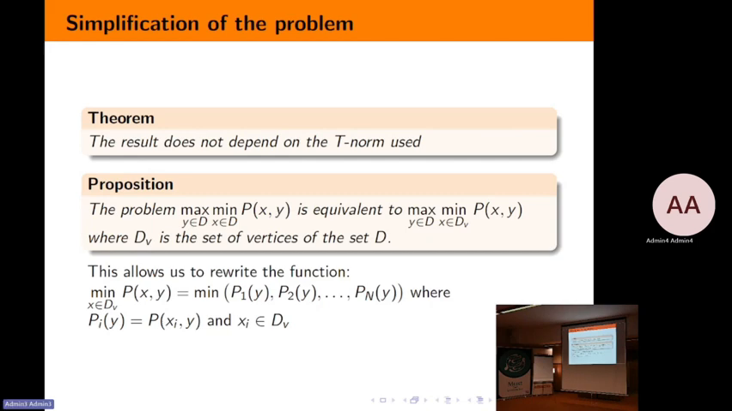And as another thing, we want to rewrite the function as the minimum of different p_i, where we sort of just add an index to each of the vertices. I will be referring to these as levels, and the minimum of these will be the active level if I mention it.